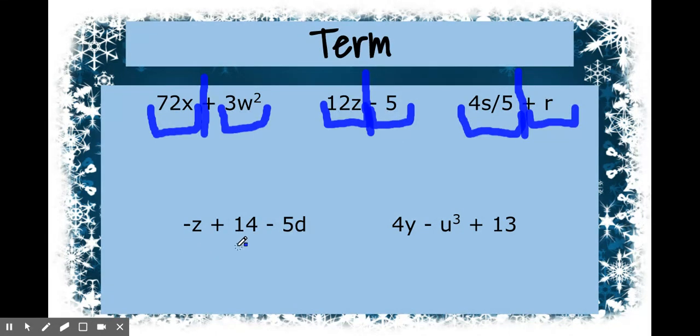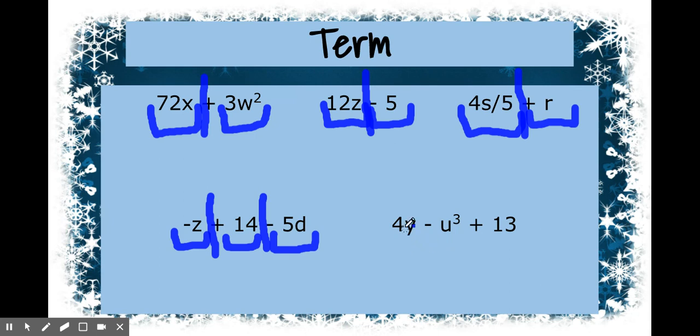Here I have negative z plus 14 minus 5d. Going to draw a line wherever I see addition or subtraction. In this case, I have three terms. My first term is negative z. My second term is a positive 14. And my third term is a negative 5d.